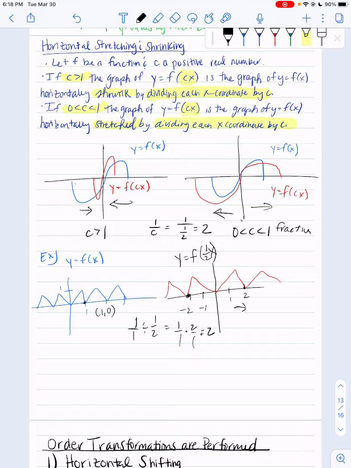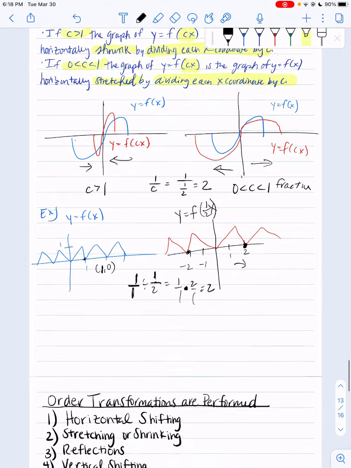So dividing the x coordinate 1 by 1/2, the division becomes multiplication with fractions. So I really just turned 1 into 1 over 1 just because I knew it was going to be a fraction. So I have 1 over 1 times 2 over 1 now, which is 2. So now our 1, 0 coordinate is a 2, 0 coordinate.